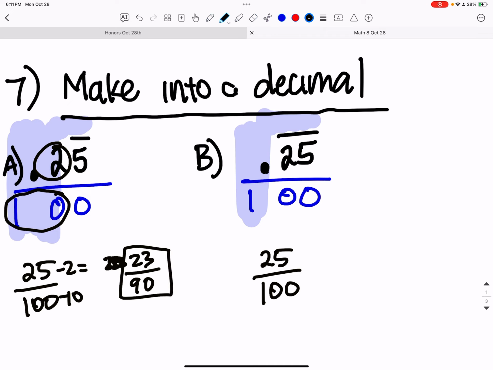Over here, the 25 is cool. Nothing got ruined in the 25, just the 1 in the 100. So in the 100, I throw away 1, and I've got 99.